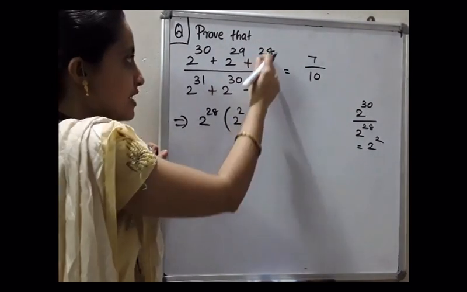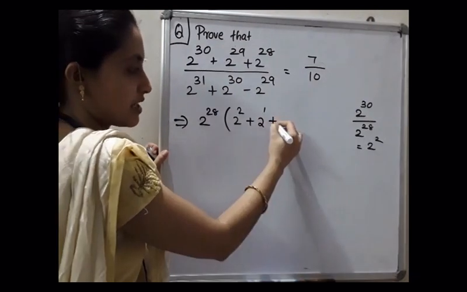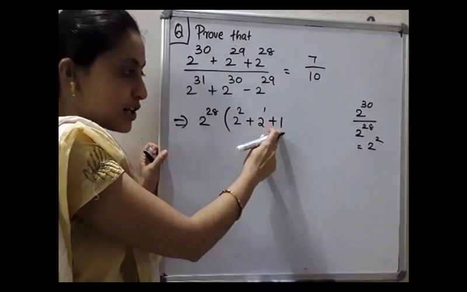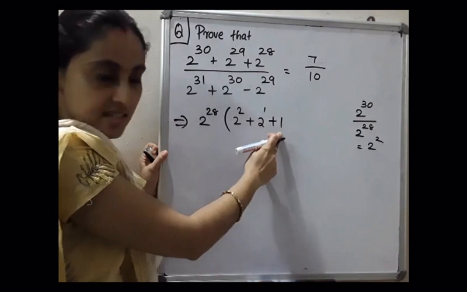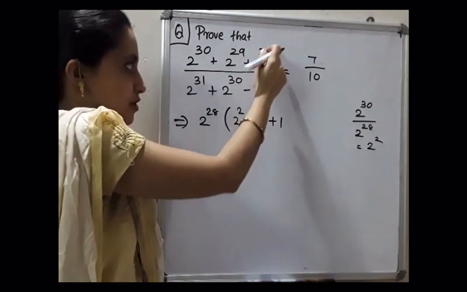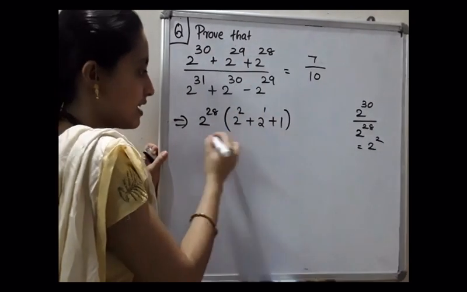Then 2 raised to 28 by 2 raised to 28, so the answer will be plus 1. Don't forget to put the plus 1 here, otherwise the answer will be wrong. 2 raised to 28 by 2 raised to 28 is 1 itself.